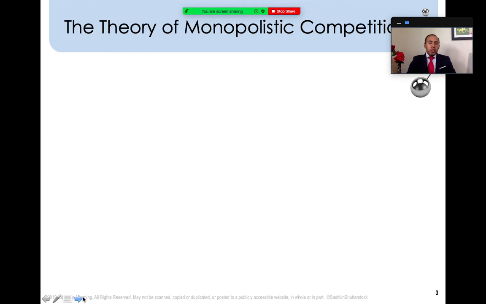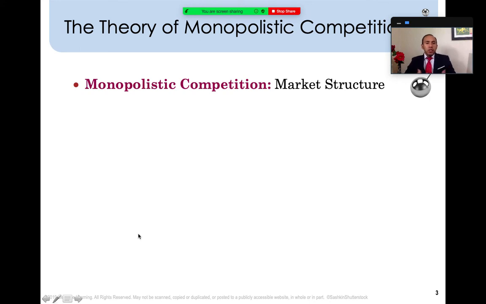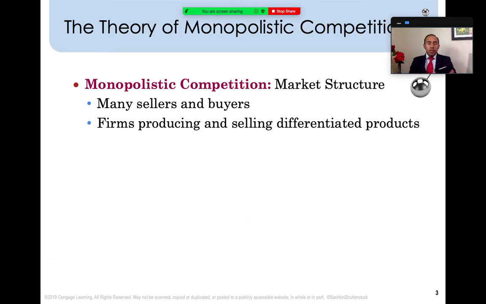The first market that we're going to analyze is the theory of monopolistic competition. The theory of monopolistic competition lets us know that there's a specific market structure that consists of the following scenarios. There are many sellers and many buyers in a monopolistic competitor structure. The firms produce and sell differentiated products that are differentiated by different mechanisms such as brand, the quality of the product, and other important features.